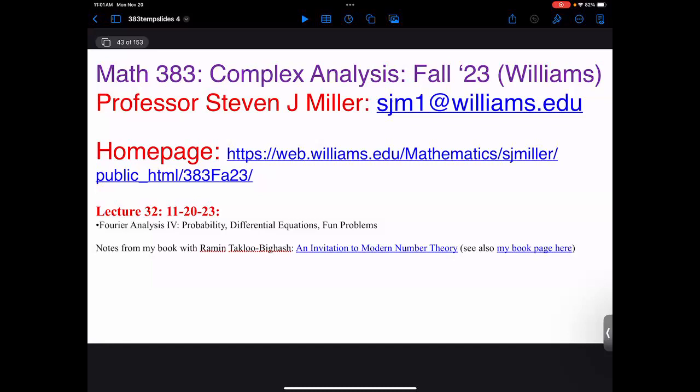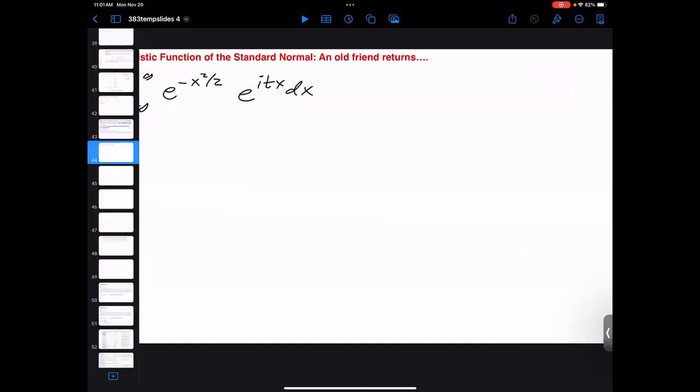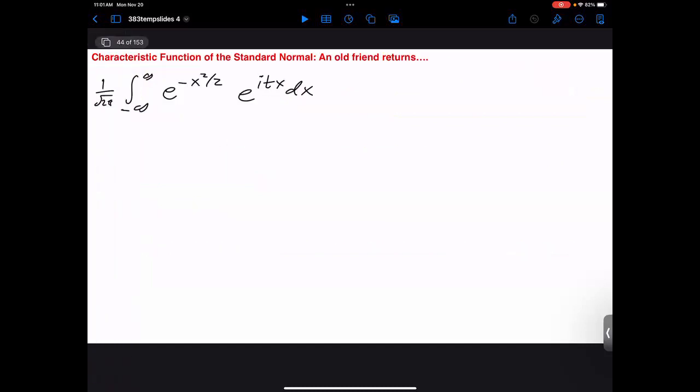Okay, so what I want to do is finish up the probability stuff. The first thing we need to do is evaluate the Fourier transform of the standard normal. Is there any value of t where this might be easy to do, or something you've already seen? 0. Have people seen the trick to do this when t equals 0?